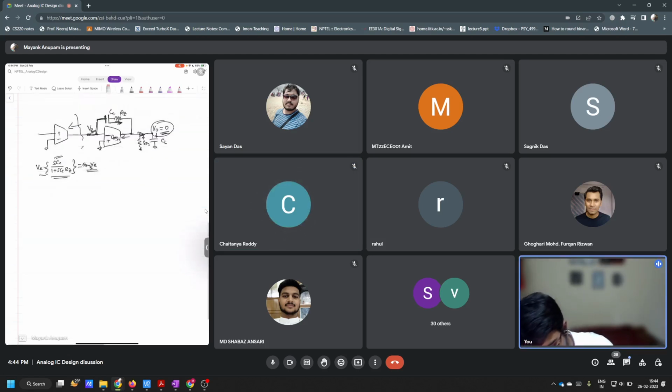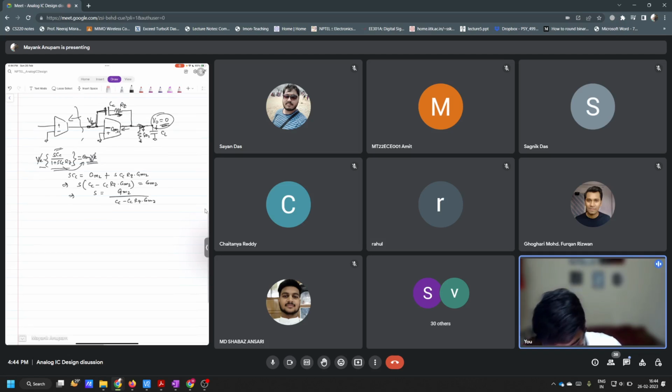So basically, after this, we can simply calculate the zero location, right? Again, this will be sCC equal to gm2 times, so this is cross multiplication here, sCC RZ times gm2. So from here, what is the zero location? sCC minus sCC RZ gm2 is equal to gm2. So s is equal to gm2 upon CC minus CC RZ gm2.